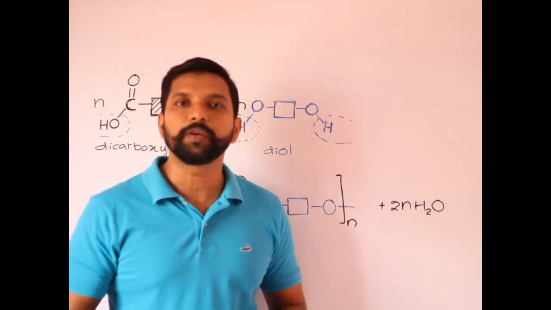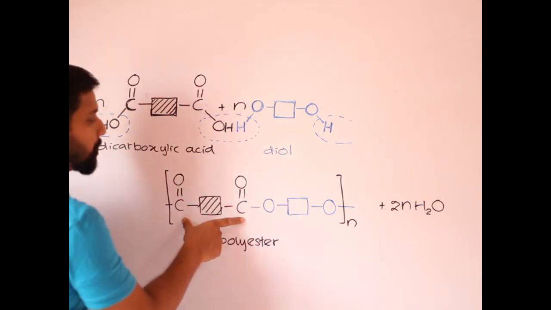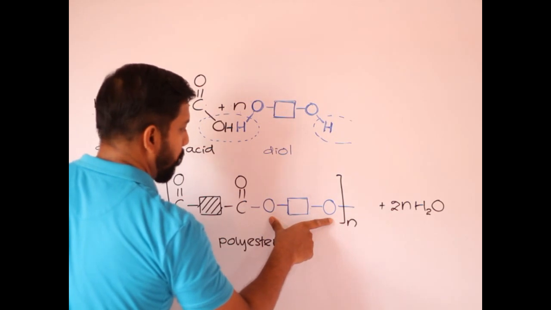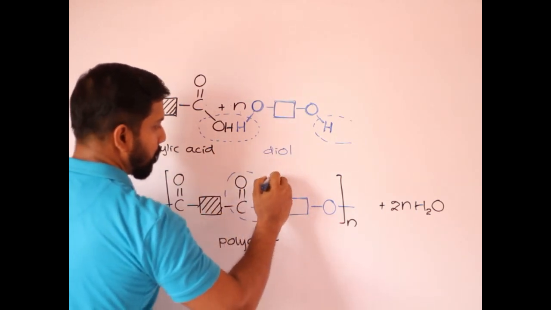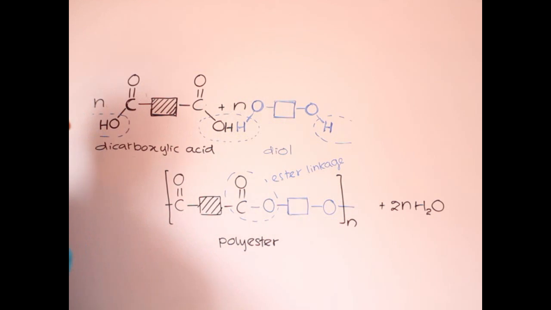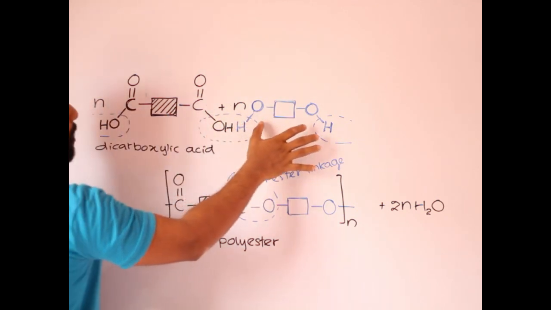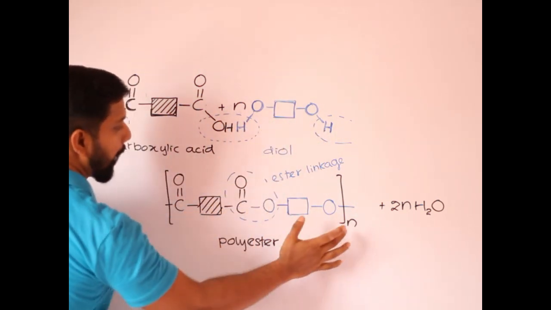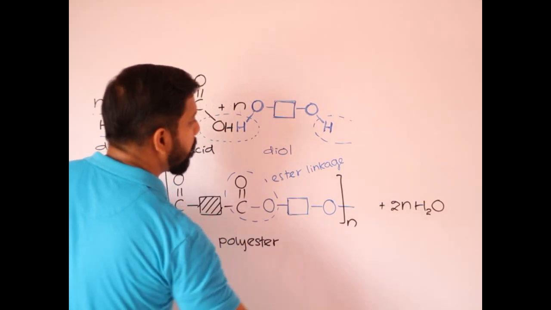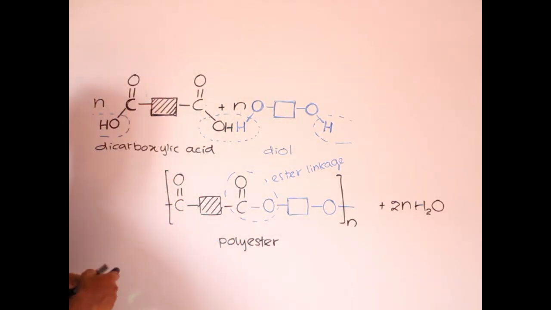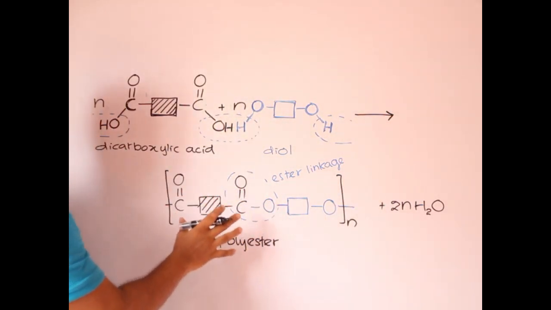Here we have the repeating unit of a polyester. The part from the dicarboxylic acid and a part from the alcohol. And here we have the ester linkage. So when n molecules of dicarboxylic acid react with n molecules of diol, we will get n times this polyester repeating unit. We can also write 2n molecules of water, and this represents the balanced equation for the formation of polyester.